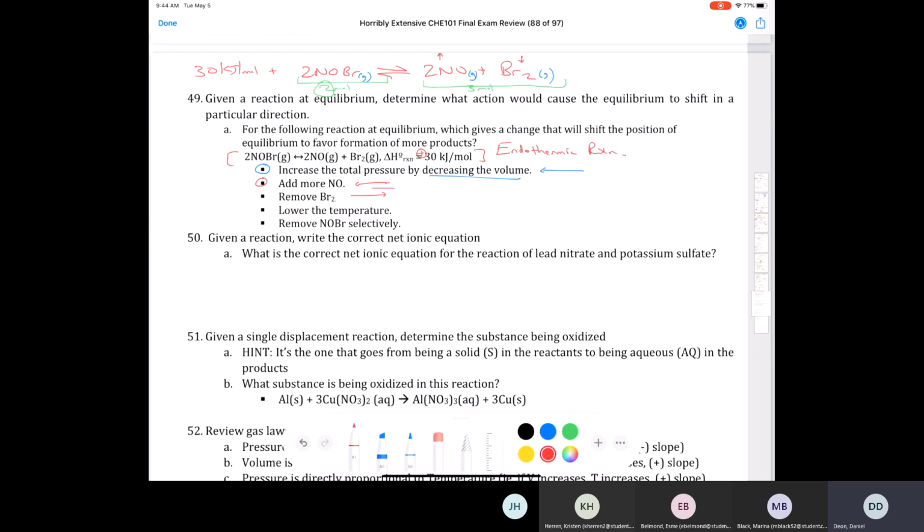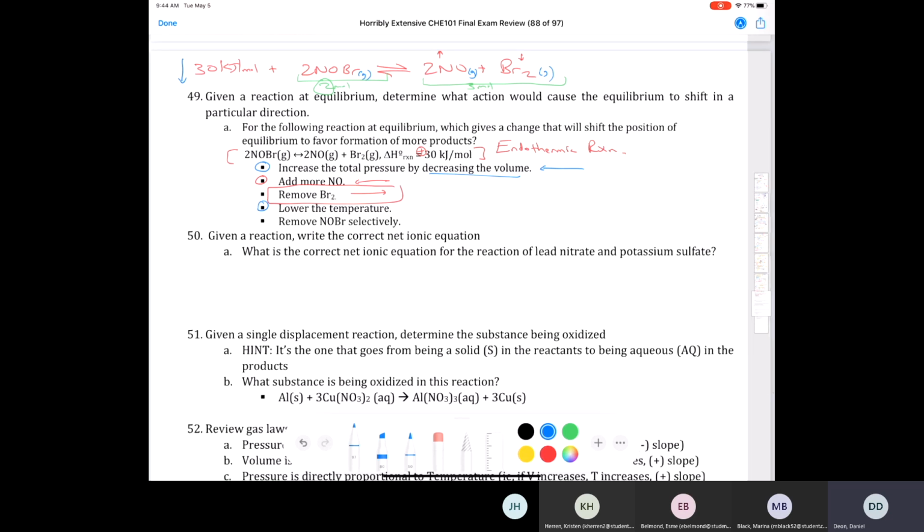So this is the answer, right? This is the final answer, that one. Let's evaluate the next ones just for fun. The next one says lower the temperature. That would mean I'm lowering the amount of heat energy that I'm putting in, and therefore I'd have to move back to the left to fill that back up. And then same thing with removing NOBr. I have to go back in this direction to fill it back up. So the answer is this one here.